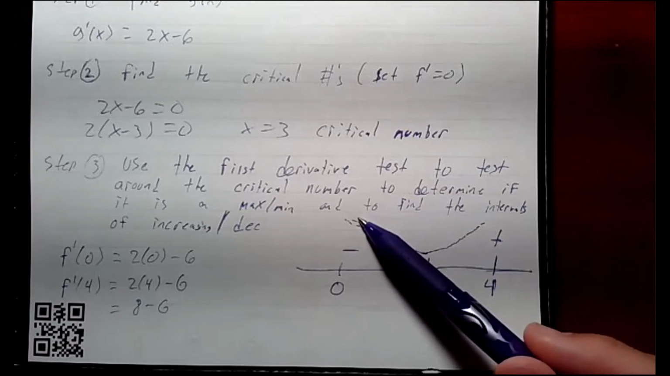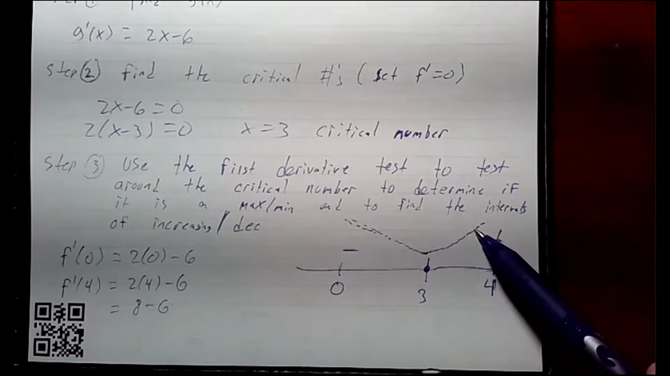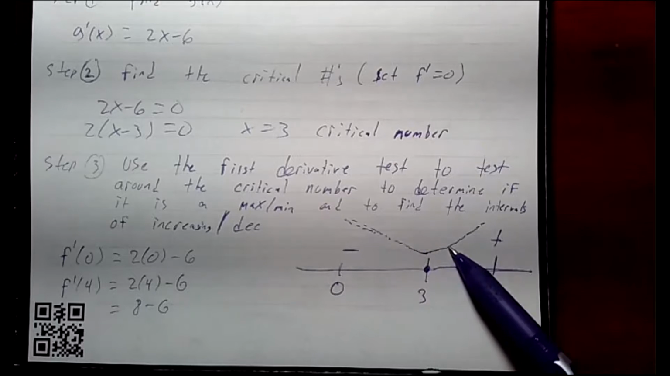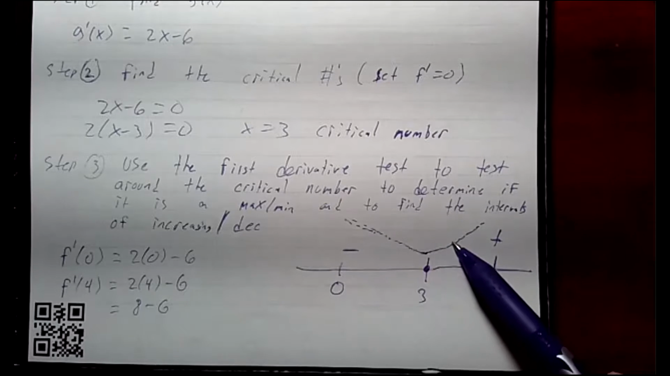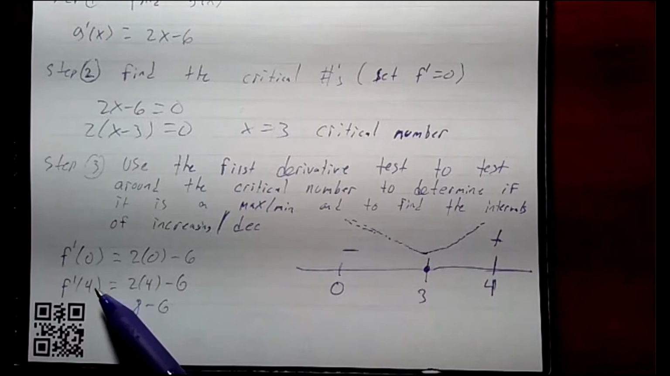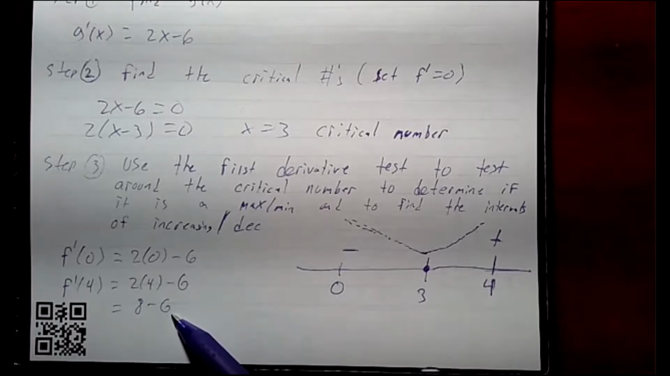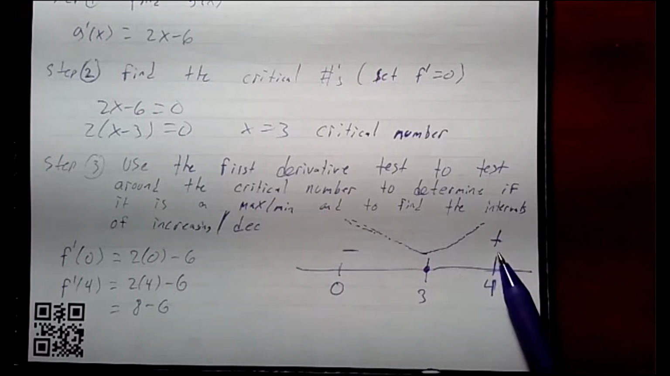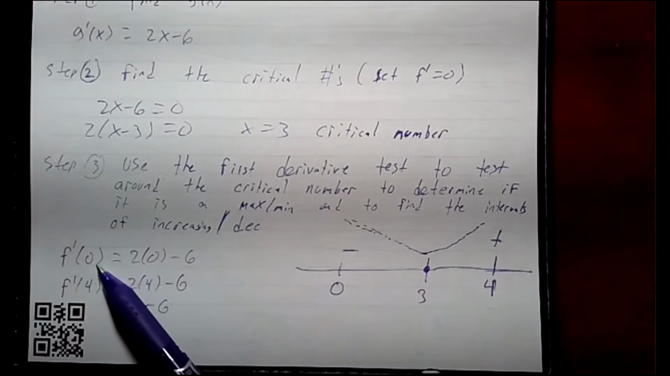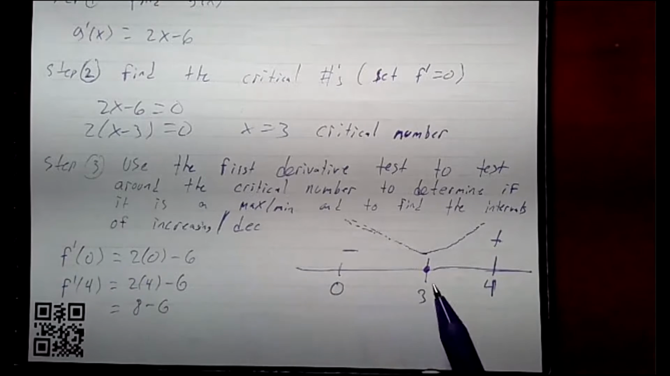So I am decreasing up until 3, and then I'm increasing. So that gives me that parabolic shape of a valley here. Because the derivative at 4 is positive, I increase after the 3. The derivative at 0 is negative, so I'm decreasing before the critical number.